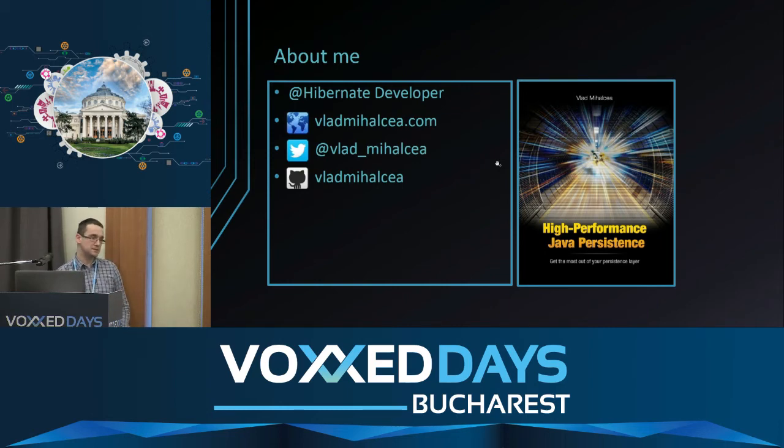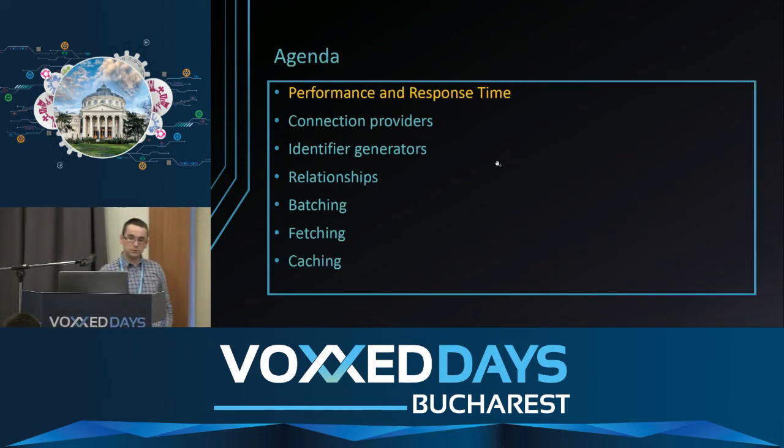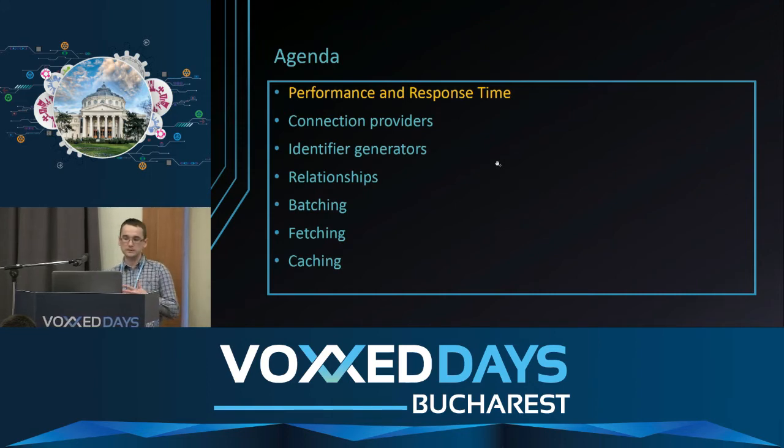This presentation is based on my book, High Performance Java Persistence, a lot on the second part of the book, which is dedicated to Hibernate. Today, we're going to talk about performance and response time, and give a definition for those. We're also going to go through some things that you can improve in a Hibernate application, like connection management, identifiers, relationships, batching, fetching, and caching.